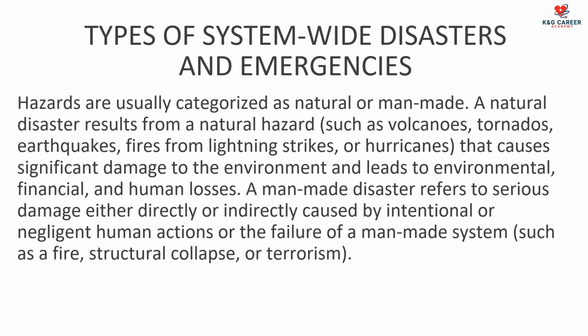Types of system-wide disasters and emergencies. Hazards are usually categorized as natural or man-made. A natural disaster results from a natural hazard, such as volcanoes, tornadoes, earthquakes, fires from lightning strikes, or hurricanes, that causes significant damage to the environment and leads to environmental, financial, and human losses. A man-made disaster refers to serious damage either directly or indirectly caused by intentional or negligent human actions or the failure of a man-made system, such as a fire, structural collapse, or terrorism.